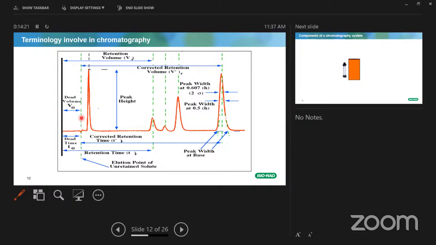What is the corrected retention volume, considering the void volume? So for example, if your column volume is X, and you remove that X part of it, what is the corrected retention volume? The peak height: what is the height of the peak from the baseline?